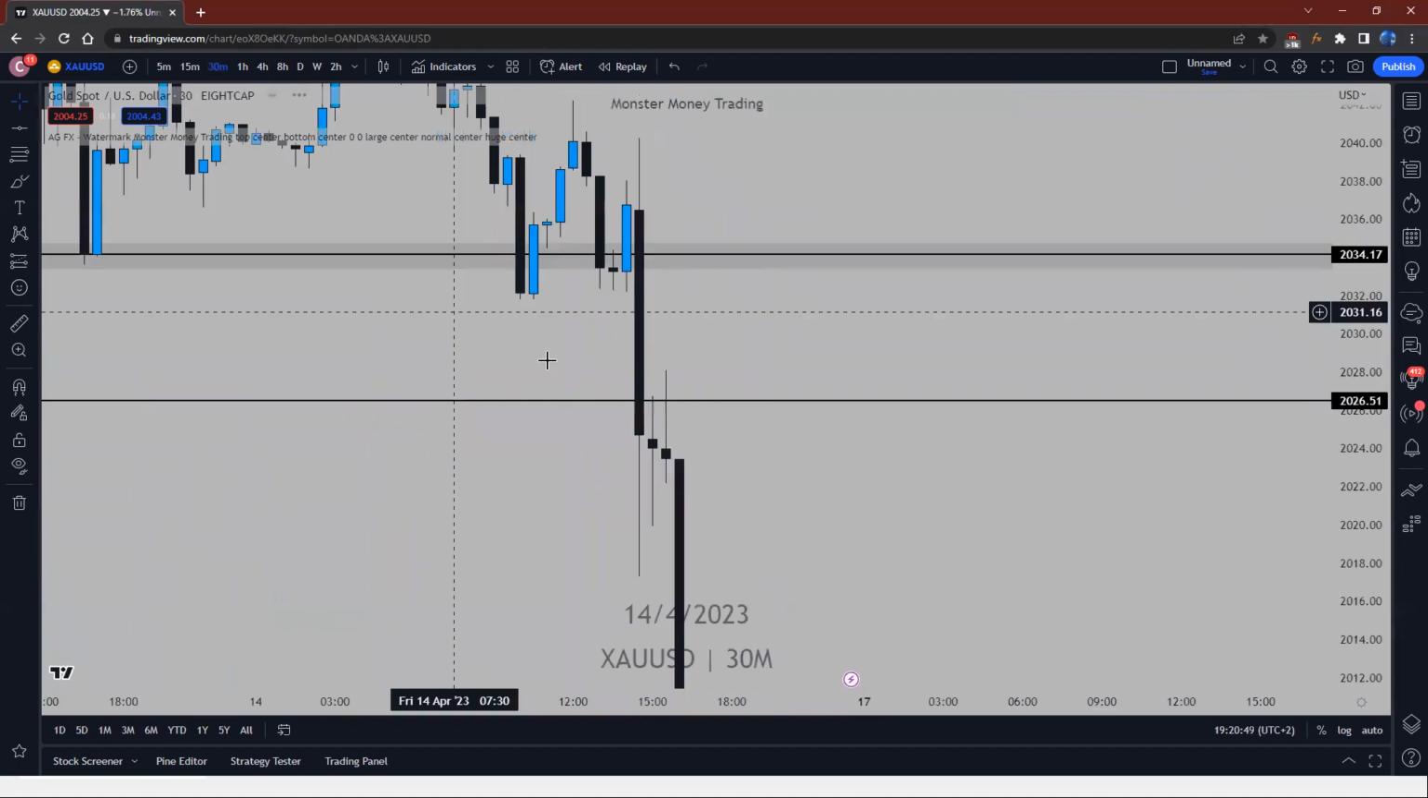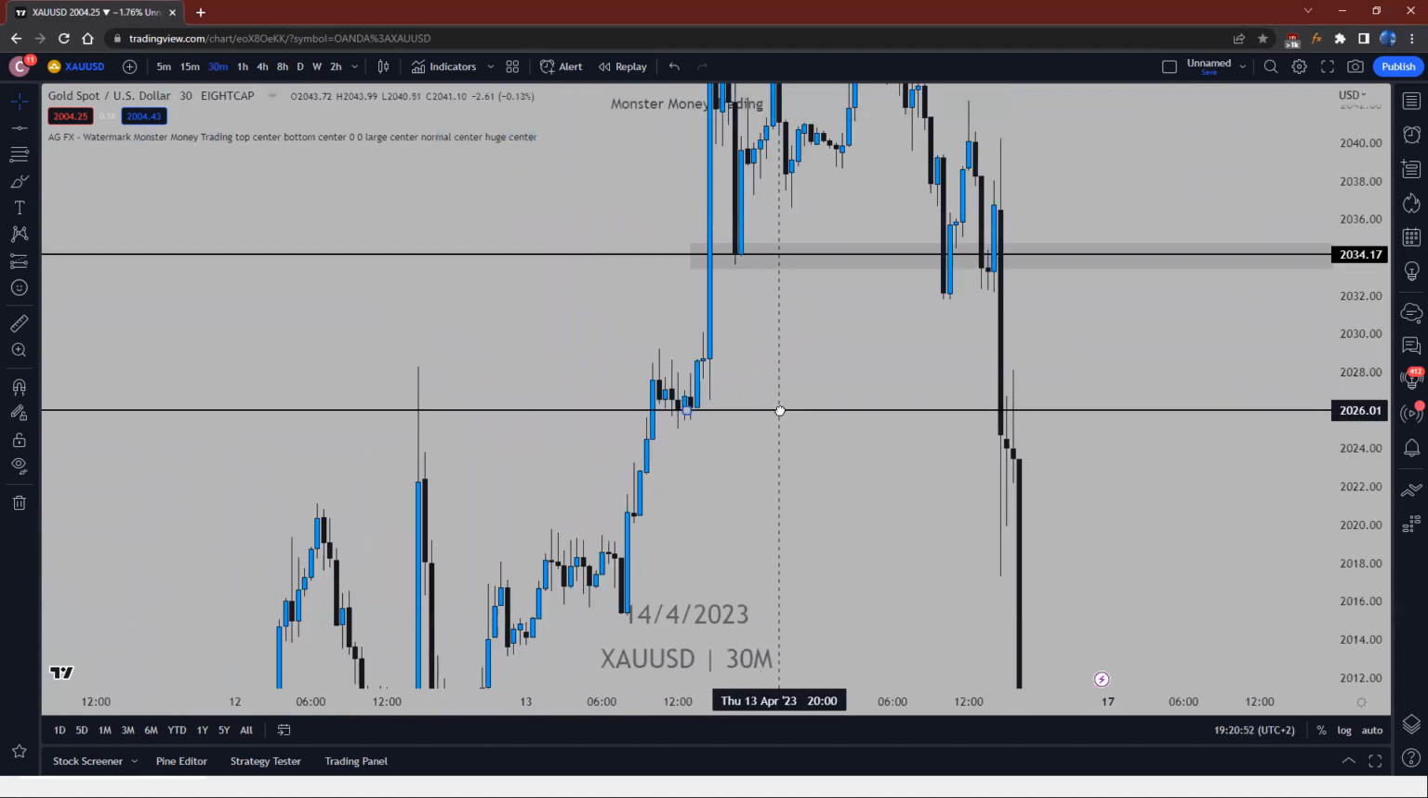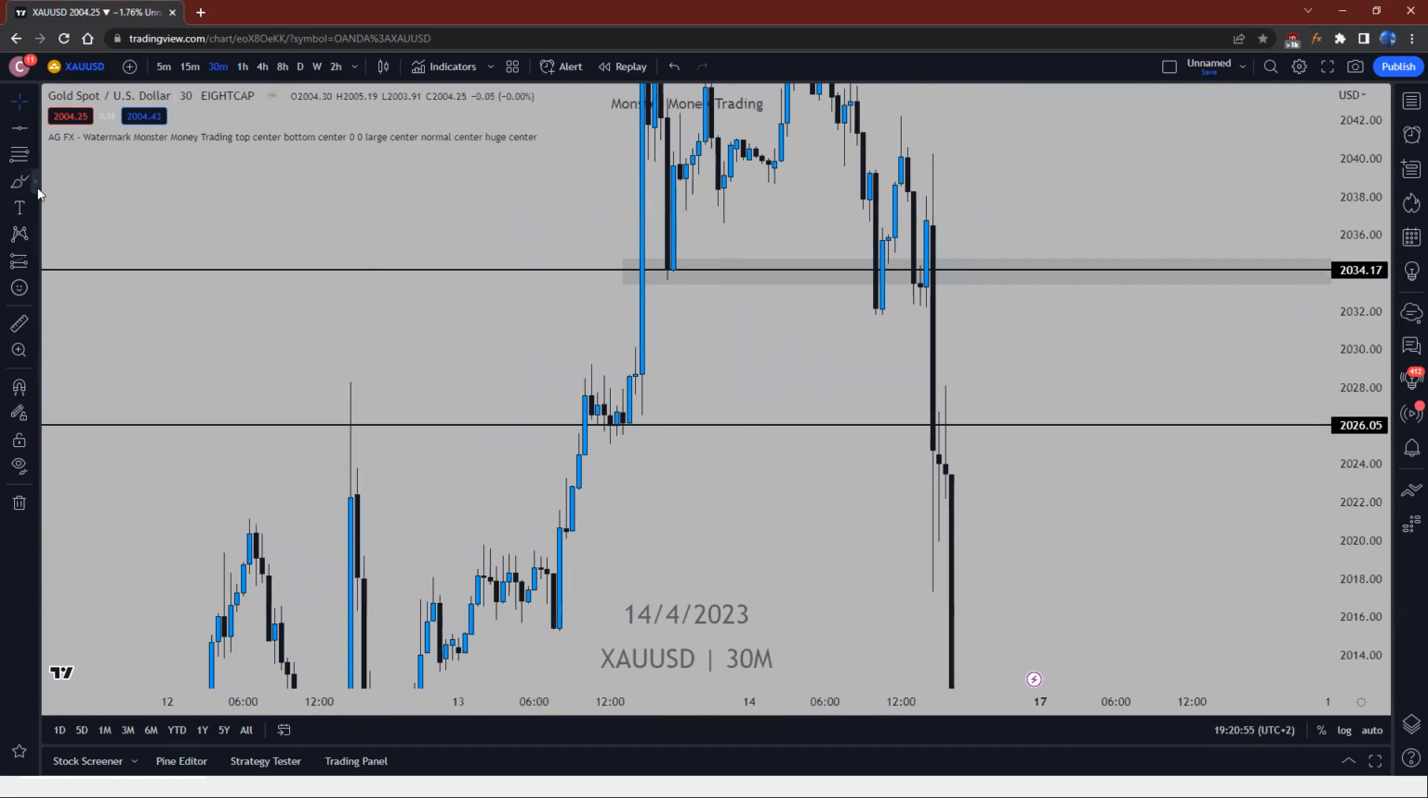You'll see on the lower time frames, this will probably be a support. All right, so perfect. You've got that level of support there. 30-minute, this looks very clean.